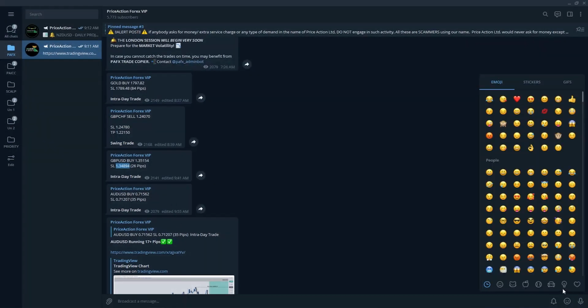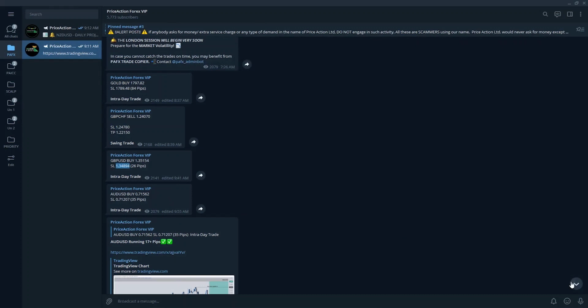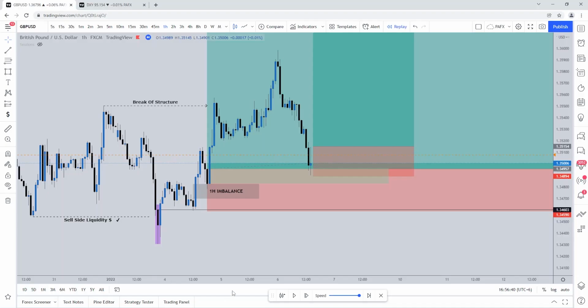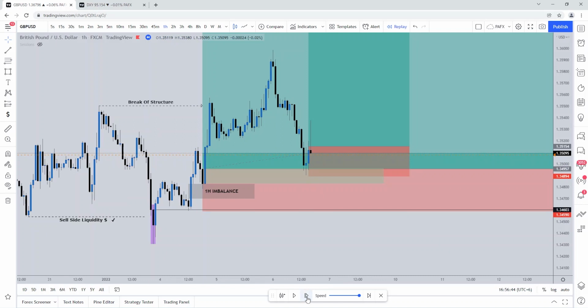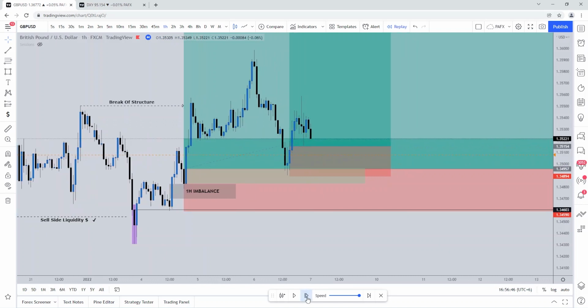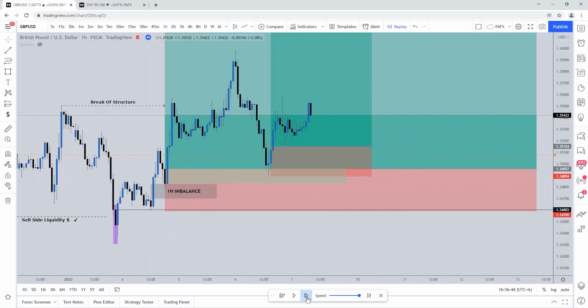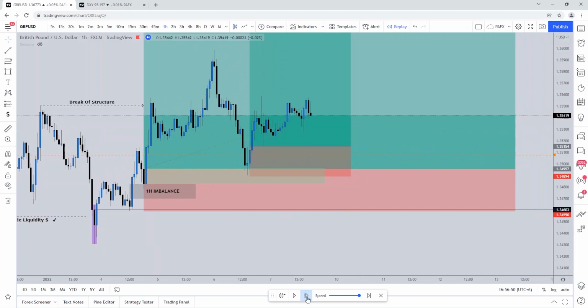As we can see, we had 2 entries on GBP/USD. With a 26 pip stop loss, we shared this second entry with our VIP clients. Now let's see how it also turned out. And as you can see, price reacted from that 1 hour order block and gave us a huge bullish move after that.